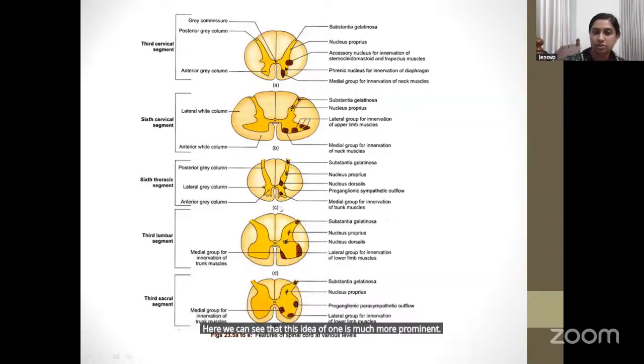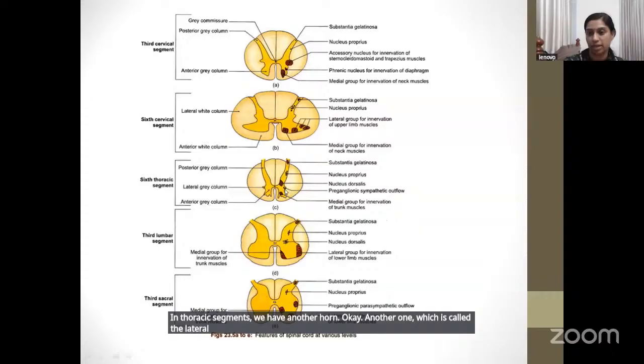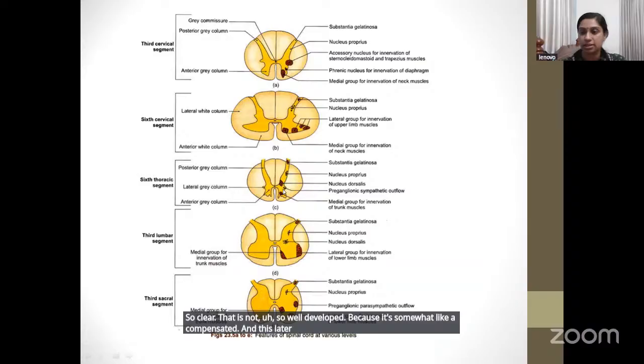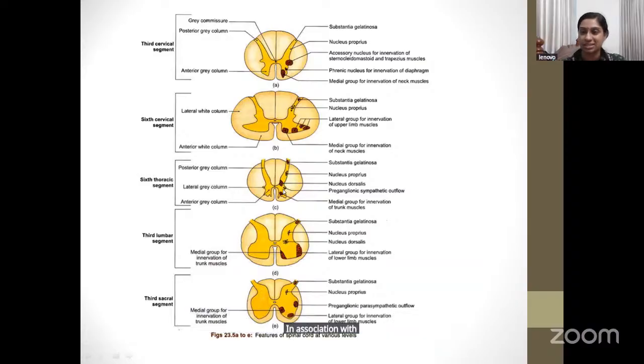In thoracic segments, we have another horn, which is called the lateral gray column. Lateral horn is there. When the lateral horn is present, the anterior column is not so clear. That is not so well developed because it's somewhat like compensatory. And this lateral gray column is in association with the autonomic exit of the autonomic nervous system.